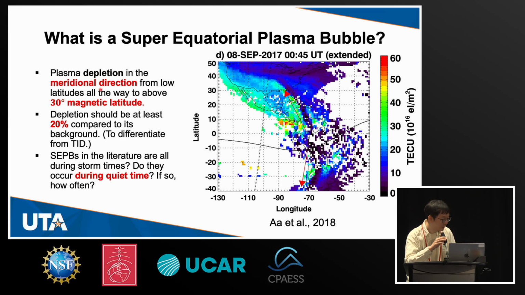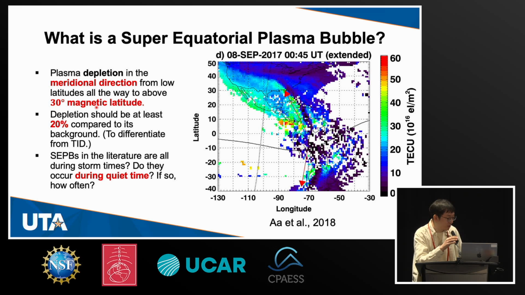First, it should ideally be in the meridional direction, and the depletion should extend beyond a certain magnetic latitude, and the depletion should also be deep enough. Here I choose 20% to differentiate from the TIDs. And in the literature, there are many studies showing that those super equatorial plasma bubbles can develop during storm time. In recent years, almost every superstorm or intense storm has super plasma bubbles.